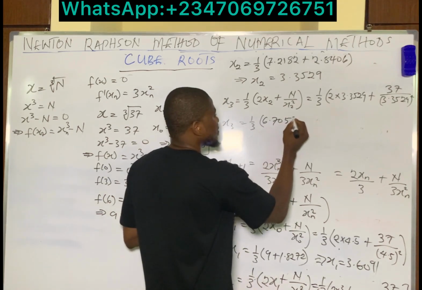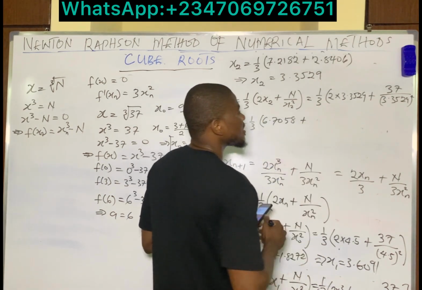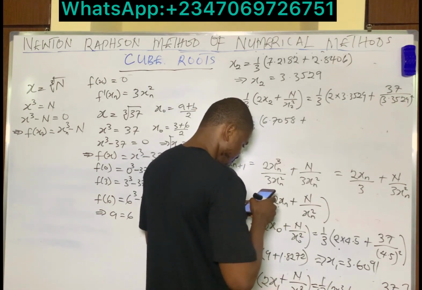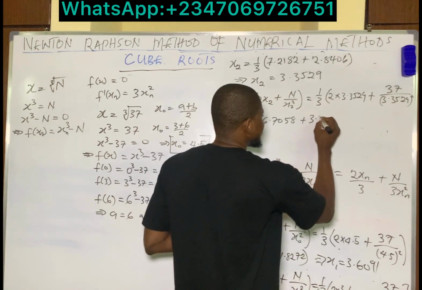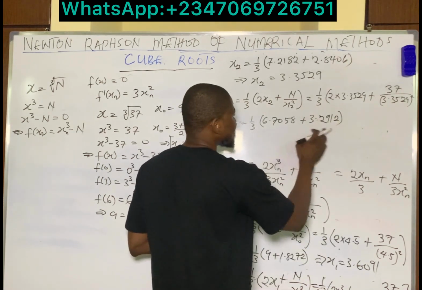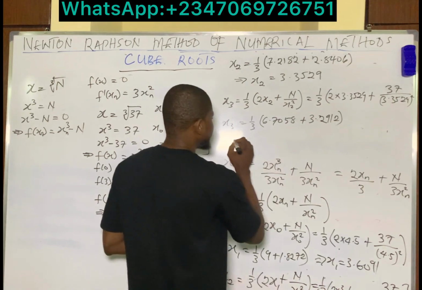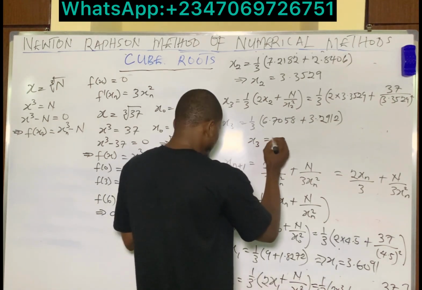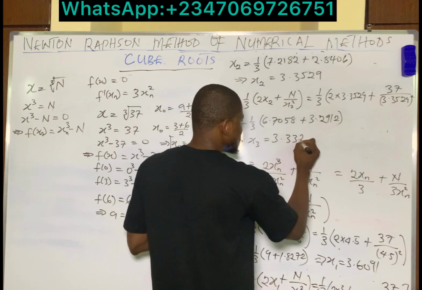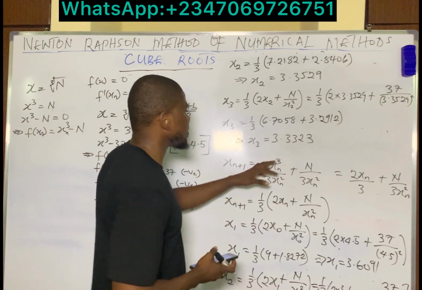That gives us 6.7058. Okay, 6.7058 plus, let's find 37 divides 3.3529 squared. That gives us approximately 3.2912. Okay, so let's sum this and multiply by 1 all over 3. So this simply implies that x3 is approximately 3.3323. Okay, so we'll have our third root to be 3.3323.